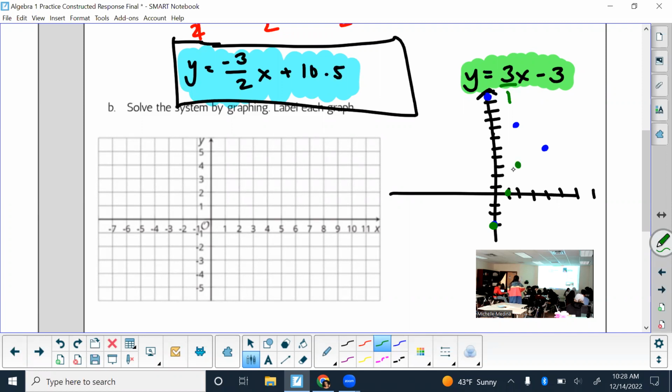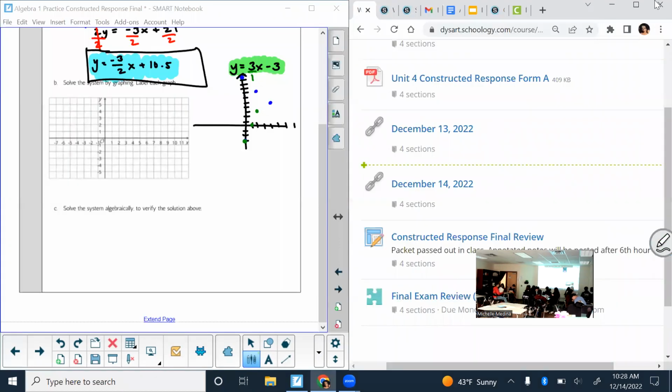And you know your answer is where the two lines intersect. I'm going to put it in Desmos because I can't see clearly on my graph that I sketched.